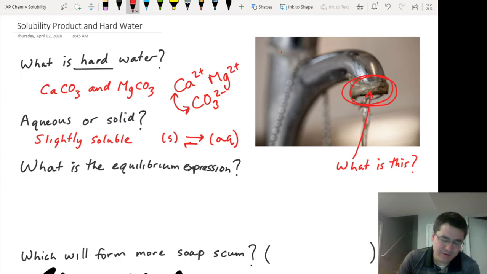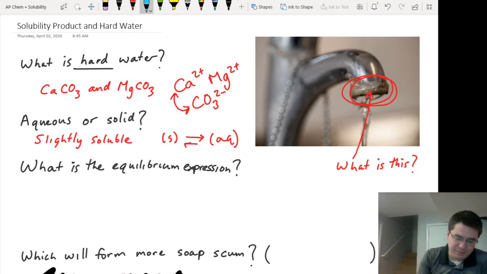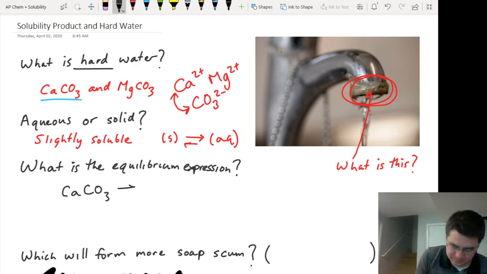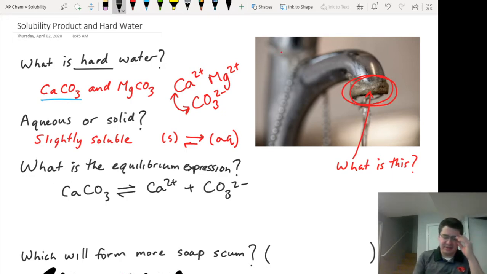So basically all we're doing is going to review equilibrium. Could you guys write an equilibrium expression for calcium carbonate? What would its equilibrium expression look like when it dissolves? So CaCO3, Evan says, is in equilibrium with what? Ca2+ and CO3 2-. I should probably put in states.